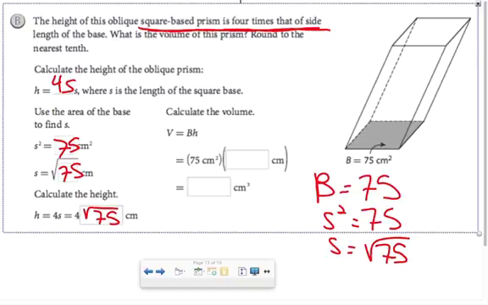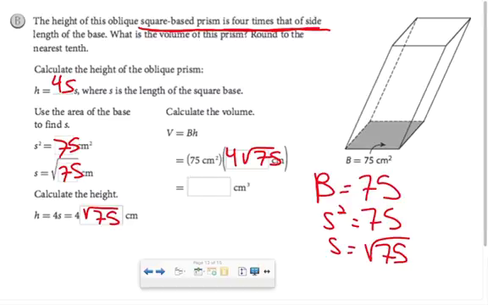So then the volume will be 75 times 4 times the square root of 75. And it says rounded to the nearest tenth. So square root of 75 times 4 times 75 is approximately 2,509. Oh, that's ugly. Sorry.